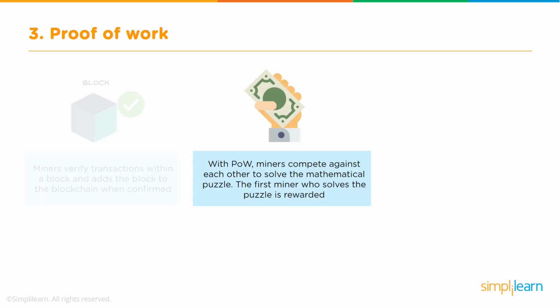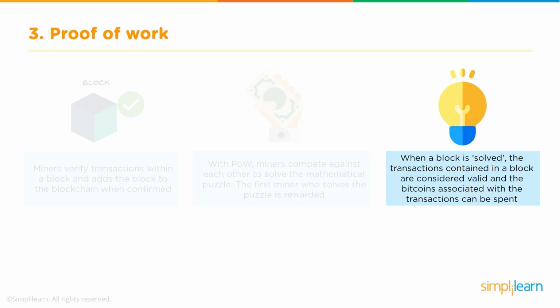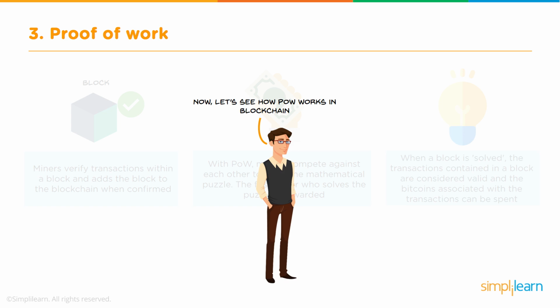With proof of work, miners compete against each other to solve the mathematical puzzle. The first miner who solves the puzzle is rewarded. And when a block is solved, the transactions contained in the block are also considered valid, and the bitcoins associated with the transactions then get deducted from the originator or the sender and move to the receiver. Now let's see how proof of work works.